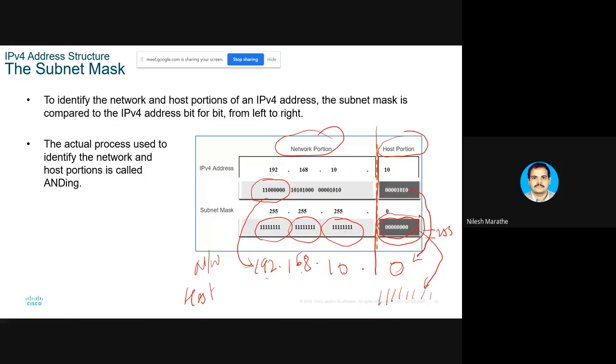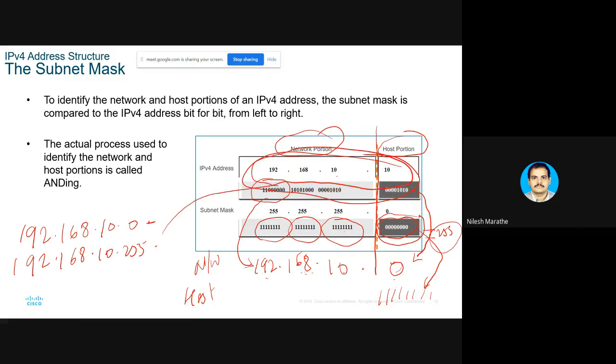So for this particular IP address, we can say it belongs to network 192.168.10.0, having host IDs in the range from 192.168.10.0 to 192.168.10.255. In that network, one of the IP addresses is given by 192.168.10.10.